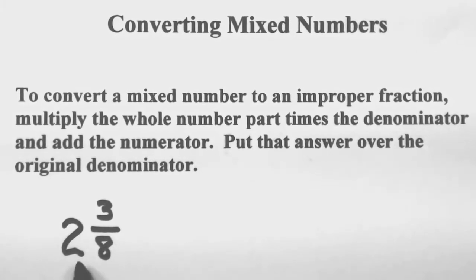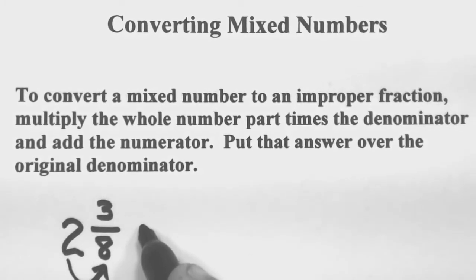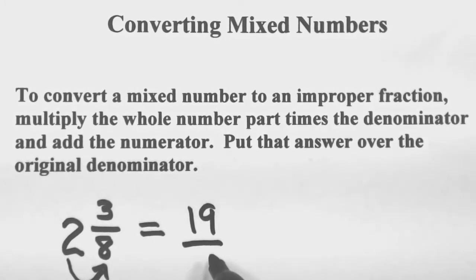I've got an example of a mixed number right here, 2 3/8, and what we want to do is convert this to an improper fraction. Well, the process is simple. Just take the whole number part times the denominator. 2 times 8 gives me 16, and then add in what's on top. So I got 16 plus 3 more, that gives me 19/8.